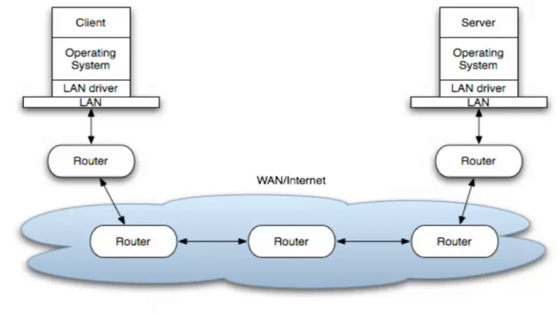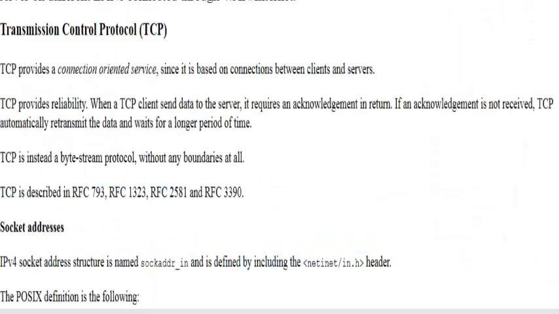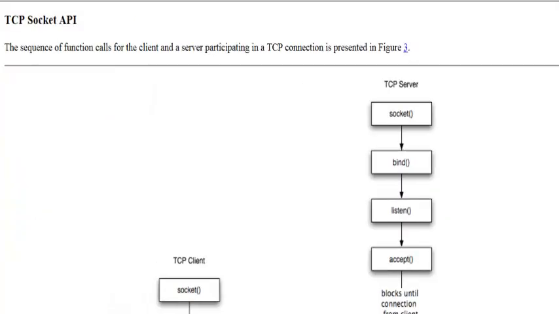Now there are many protocols we have. One of them is the Transmission Control Protocol. And TCP/IP is a model we have. We have discussed TCP and IP models and also UDP and all those things. Now let's talk about how the TCP socket API works.